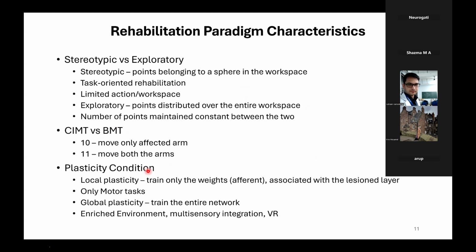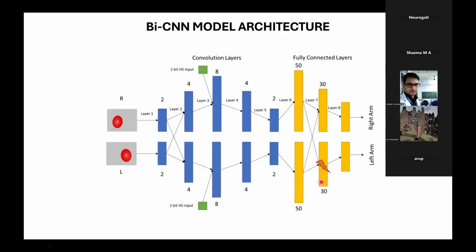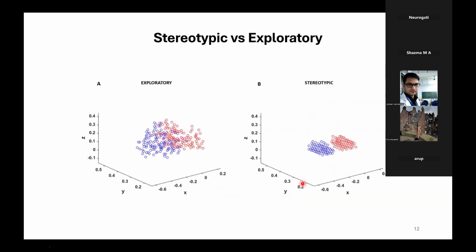The third part is the plasticity condition. Here there are two types. One is local plasticity, where I train only the weights attached to this particular network, or I train the entire network, called global plasticity. Global plasticity is definitely more computationally expensive than local plasticity. So the aim here is to see, even though it's computationally expensive, will the network prefer global plasticity over local plasticity, and under what conditions will it make this choice? This was the point of the study.